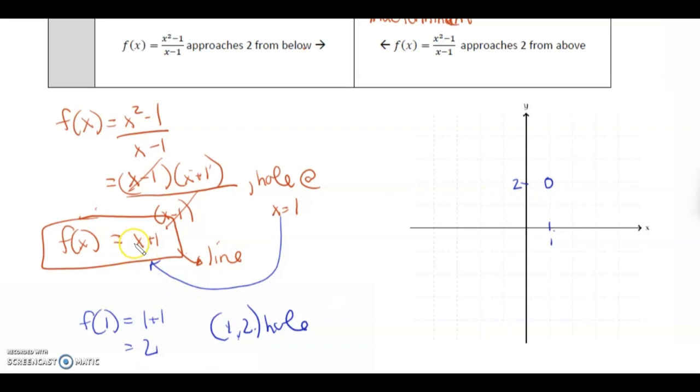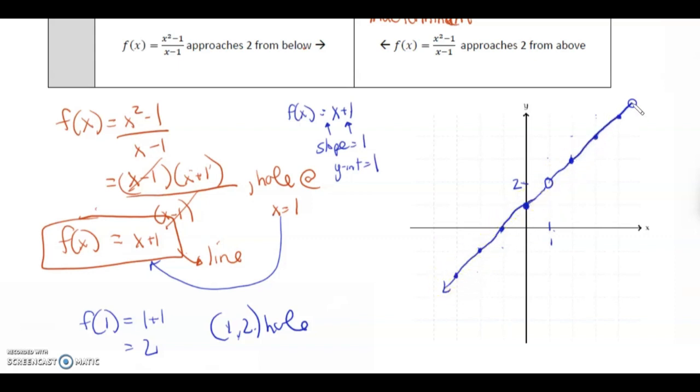Now, if we're thinking about the function x plus 1, the coefficient of x is going to be our slope. So our slope is 1. And this number right here is going to be our y-intercept. So our y-intercept is also 1. If we locate the y-intercept, we can go rise over run: 1 up, 1 over, okay? And then 1 down, 1 over, 1 down, 1 over, the other way. So this is going to be our function f at x, our simplified function.